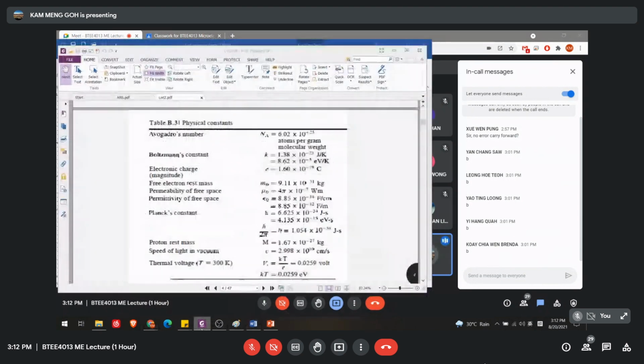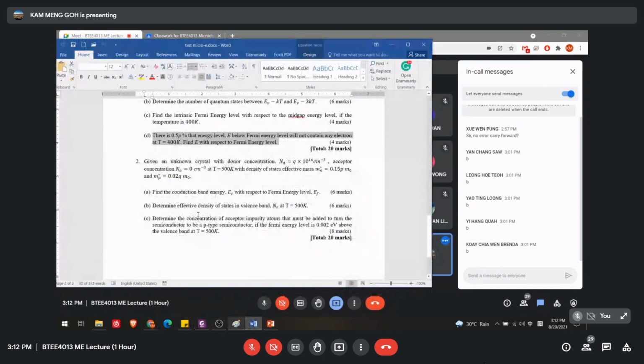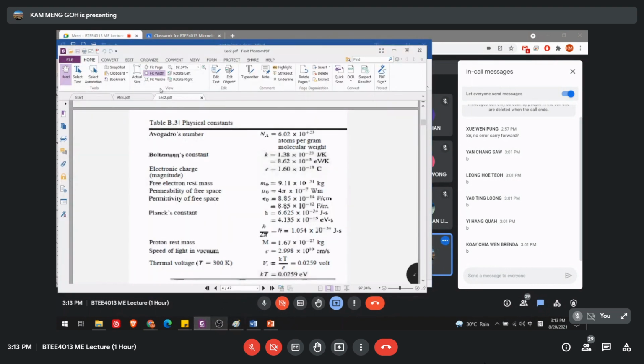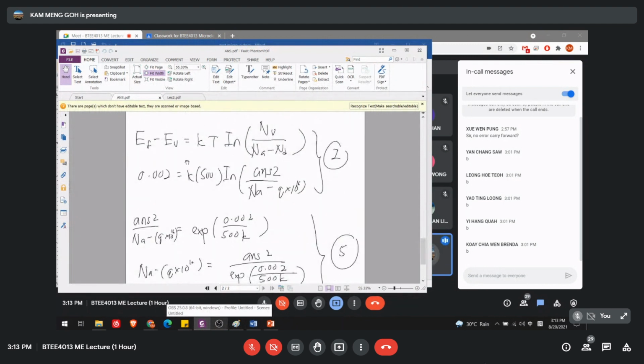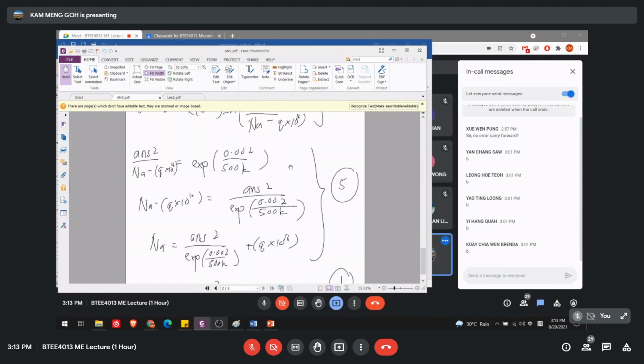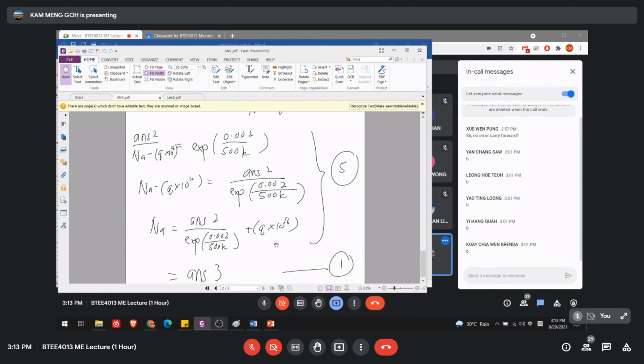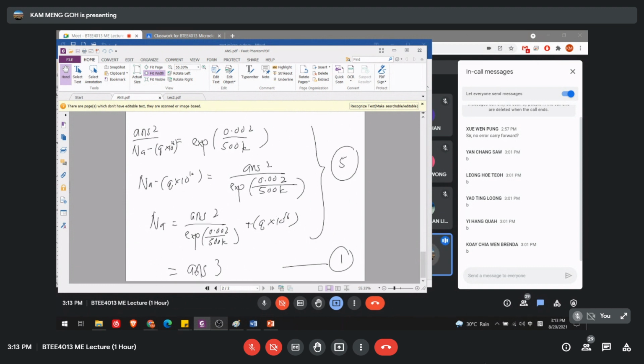And then the last part, where's my question? C. Determine the concentration of the acceptor impurity that must be added to turn the semiconductor into a P-type semiconductor if the Fermi energy level is 0.002 above the valence band. Okay, this one is very simple and very direct. So this formula, if you write it there, 2 marks. Even if you didn't replace anything inside there, I also give you 2 marks. The following is the working step, 5 marks. Then your answer, 1 mark.